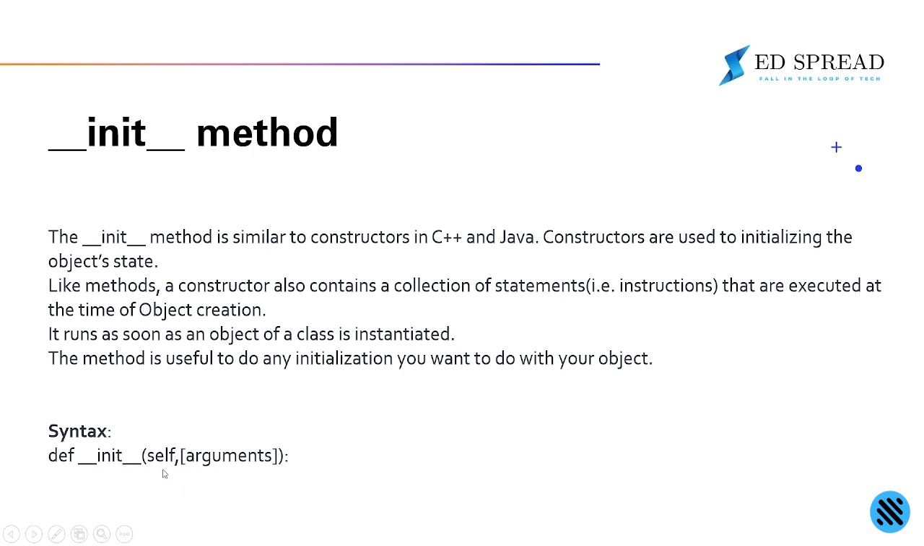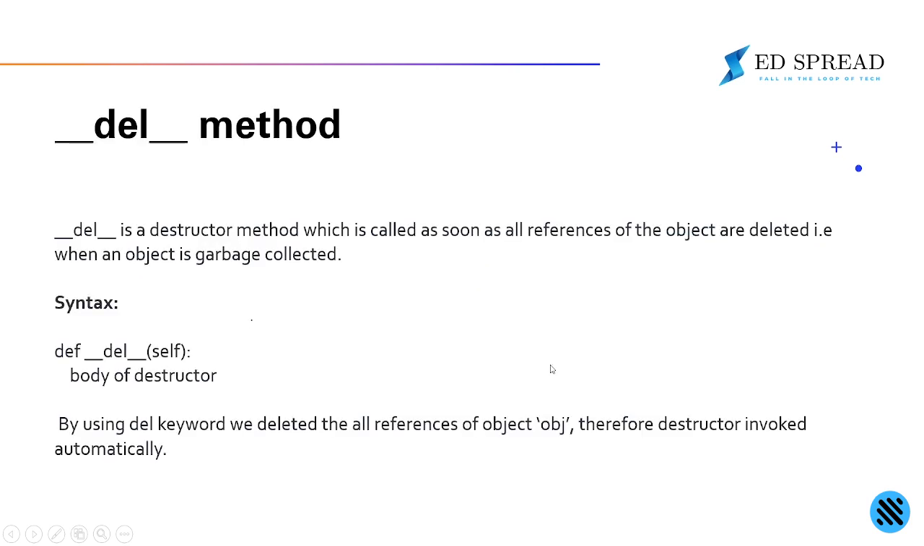Okay, self is nothing but the object, and for the sake of the object we need to write self, comma, and we can write any number of arguments here. So the init method is useful to do any initialization you want to do with your object, right? Next is del. Del is a destructor method, the exact opposite of the constructor.